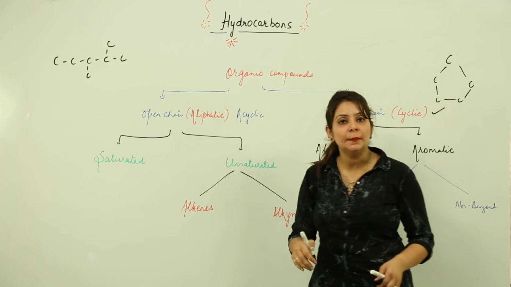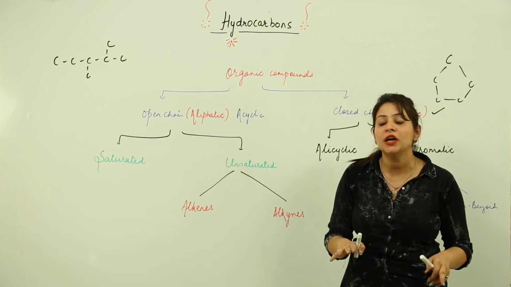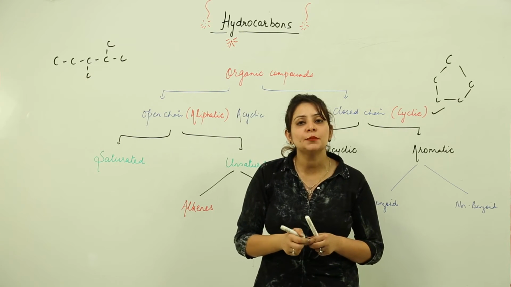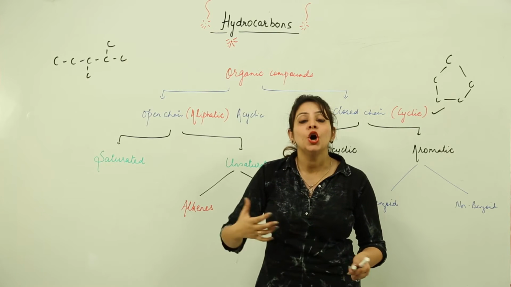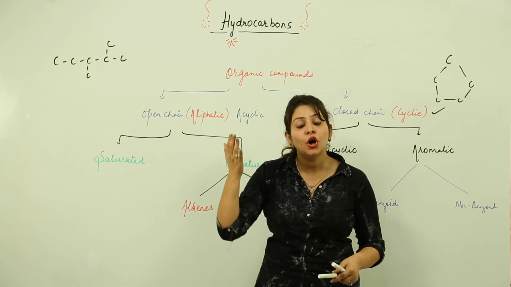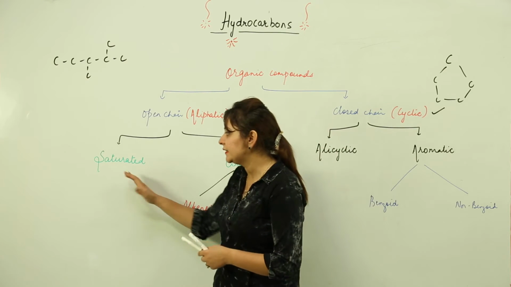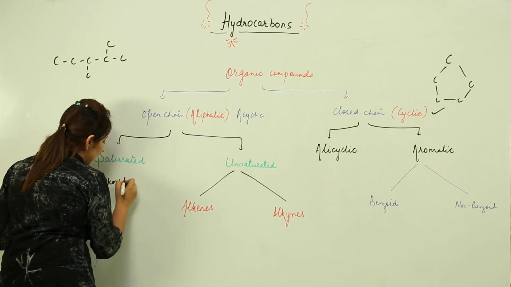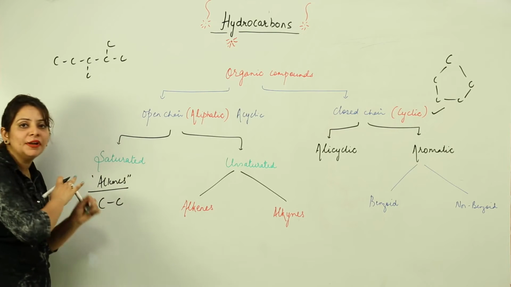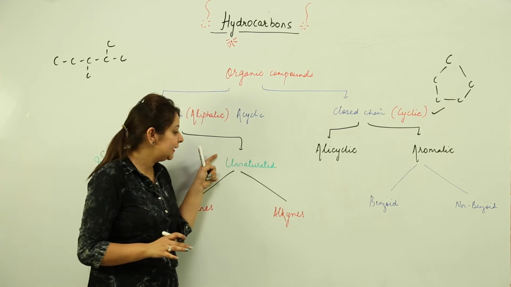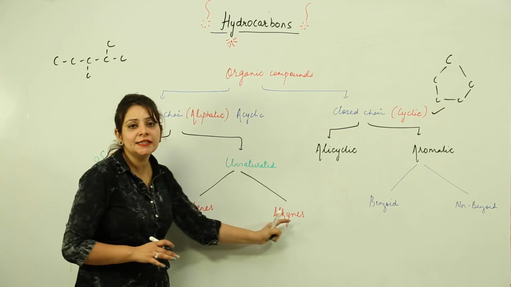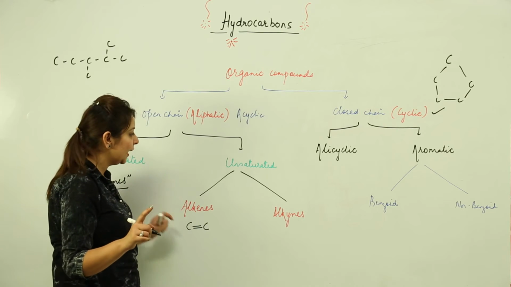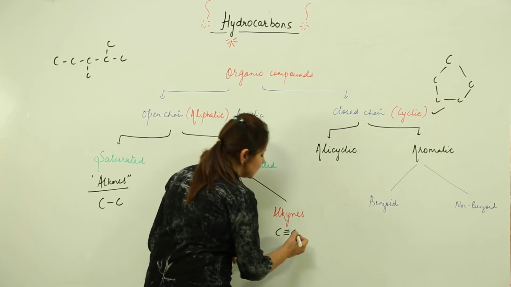Now aliphatic hydrocarbon is further divided into two categories depending upon whether the bonding between the carbons is single, double or triple. As we know, carbon has the property to form a single bond with another carbon, or a double bond, or a triple bond. On the basis of that we divide them into two branches, saturated and unsaturated. Saturated ones are called alkanes, in which there is only single bonding throughout the chain. Unsaturated ones are divided into two categories, alkenes and alkynes, where in alkenes at least one double bond is present in the chain, and in alkynes at least one triple bond is present.